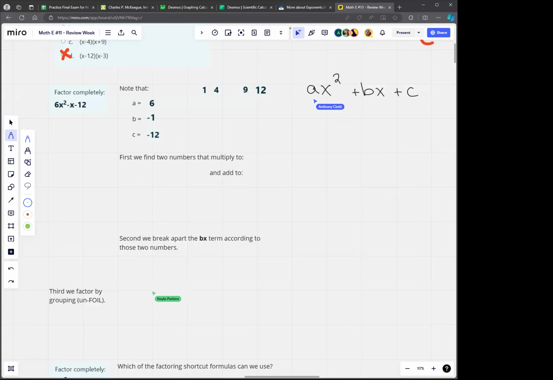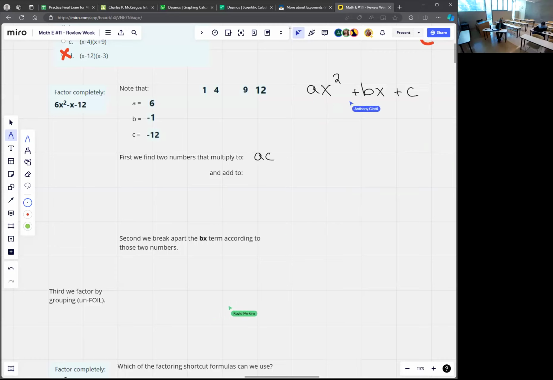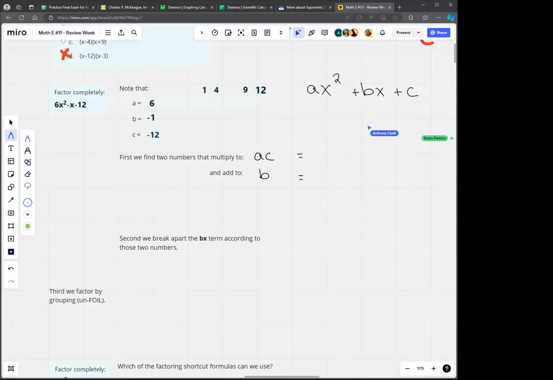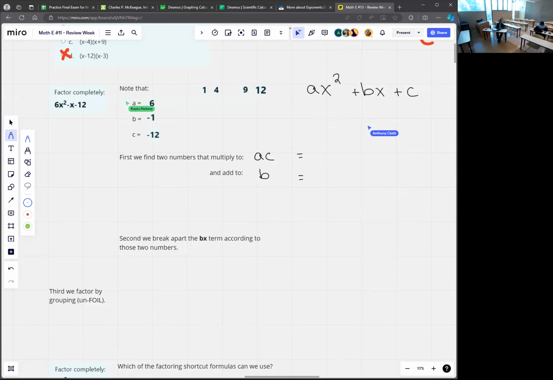So it has to multiply to AC and add to B. Oh, I thought you were asking about actual numbers. I was just putting the numbers in. So what is the AC in this particular case? 6, so it'd be 6 times -12. And B is just -1.